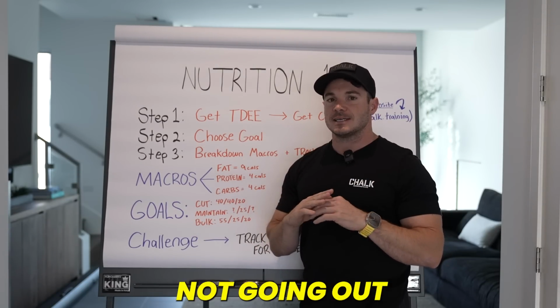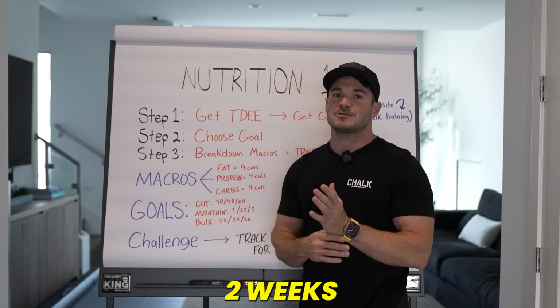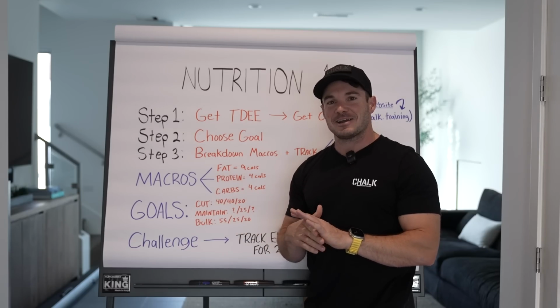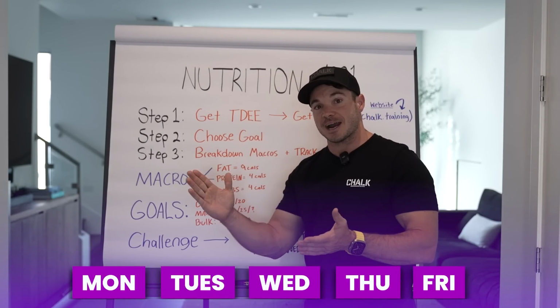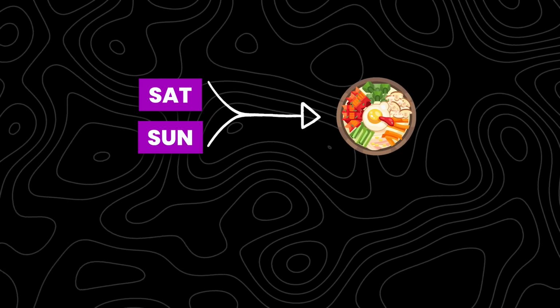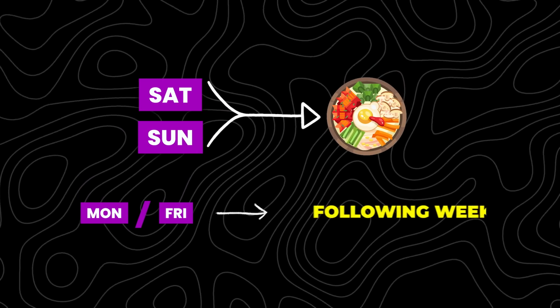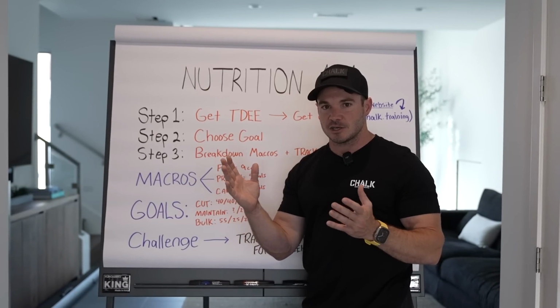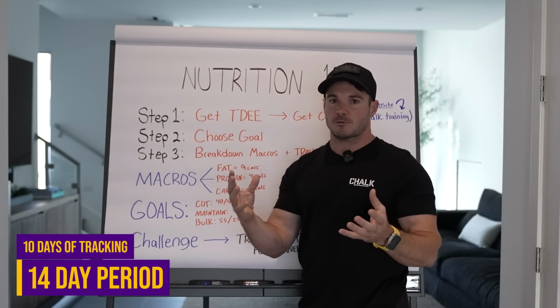I definitely recommend not going out to eat, just for 2 weeks. Worst case scenario, at least do this Monday through Friday, and then Saturday, Sunday if you wanna go out to eat, go for it. And then on that Monday through Friday for the following week, track it all, right? So at least get a good 10 days of tracking in out of a 14-day period.